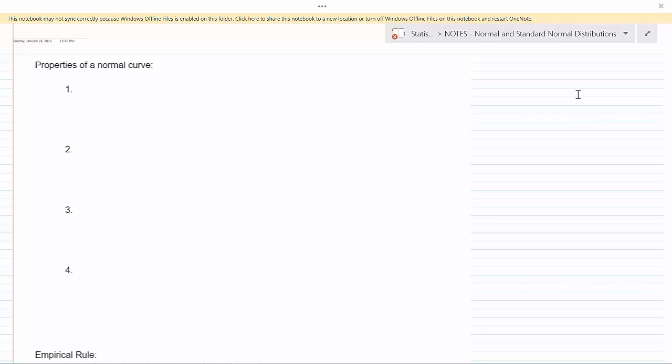So we're starting to talk about normal curves. And I want to start by telling you the properties of a normal curve. This was from Sarah, Steinberg and Sadie's presentation from before winter break. Every normal curve is bell-shaped, with the highest point over the mean.